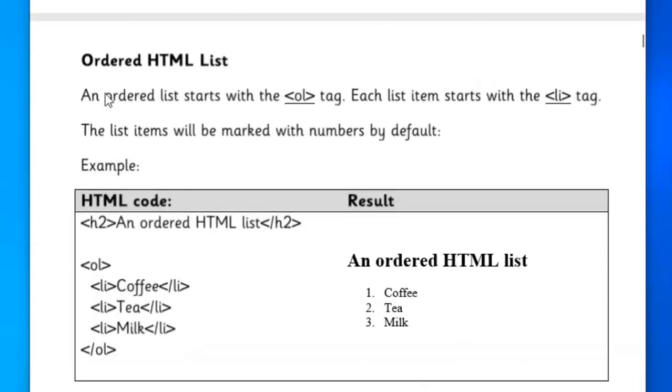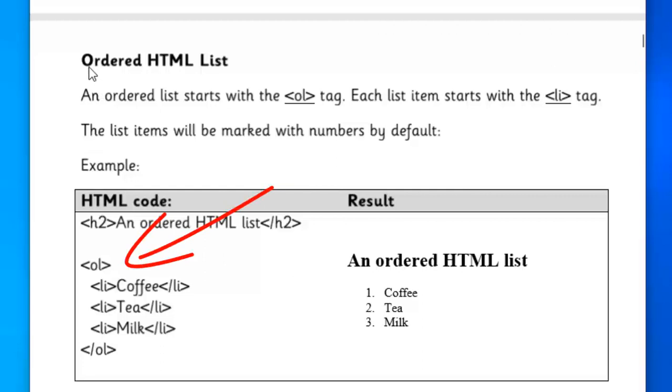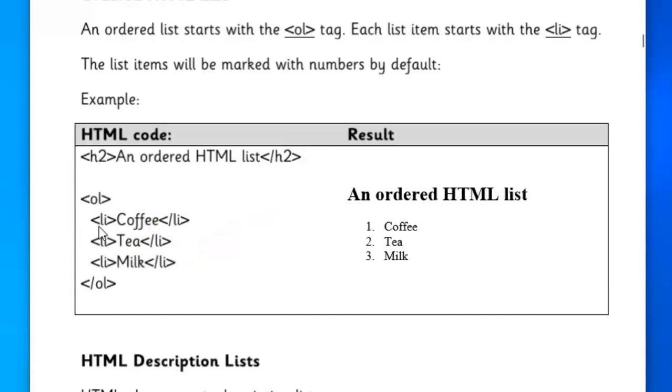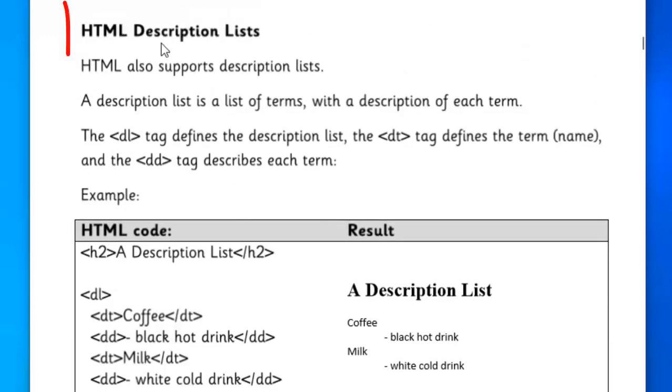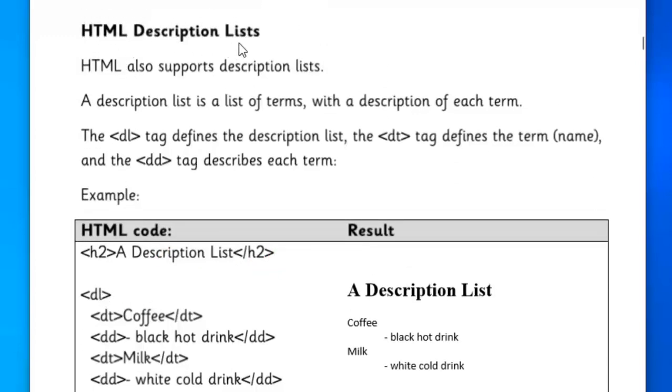The second type is the ordered list, and the tag for ordered list is OL, which is simply short for ordered list. Also, if you want to add items, you have to type the tag LI, which is short for list item. And this is an example of an ordered list. And the last type of list that we studied today is the description list. The tag to create a description list is DL, short for description list.